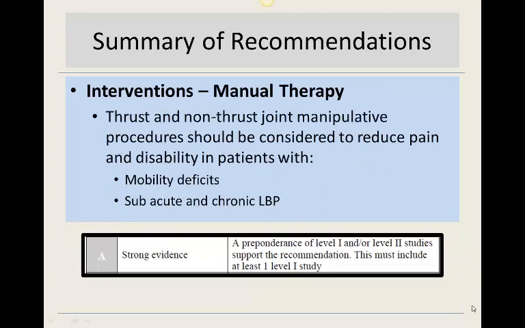As was discussed earlier, manual therapy interventions should be utilized in patients with low back pain. This is based on strong evidence. Thrust and non-thrust joint manipulative procedures should be considered, especially in those patients that present with mobility deficits and have acute, subacute, and chronic low back pain.